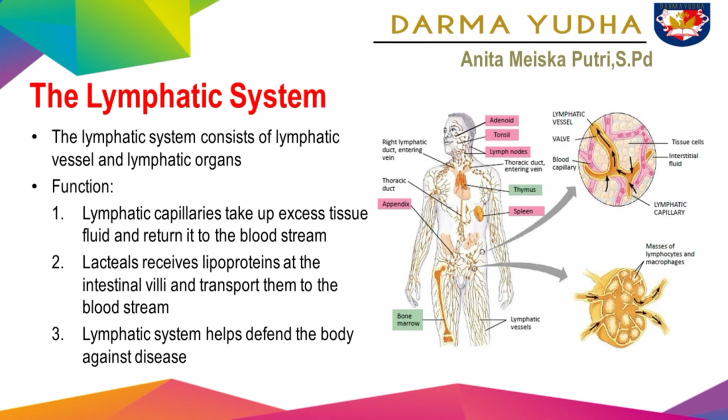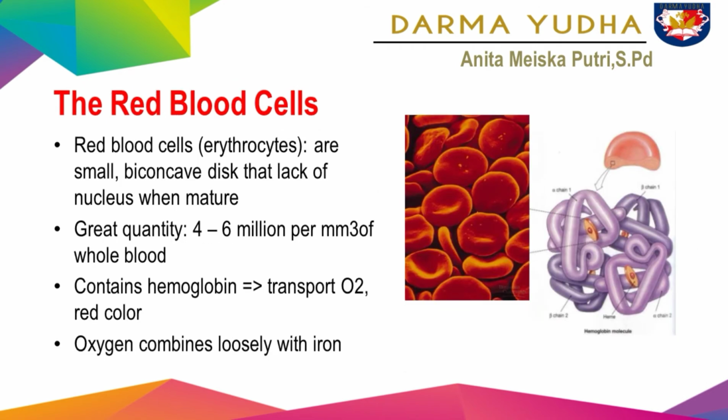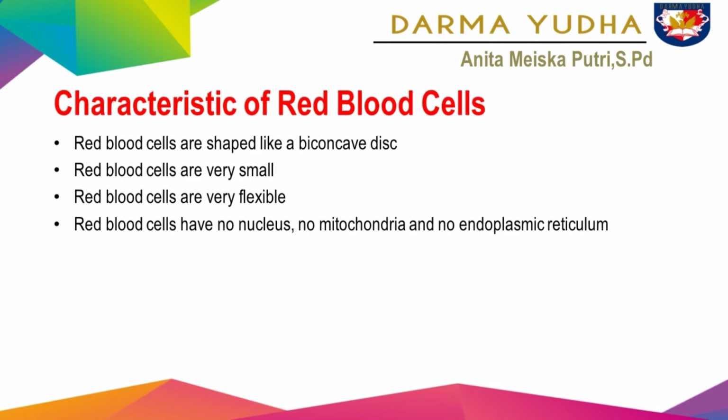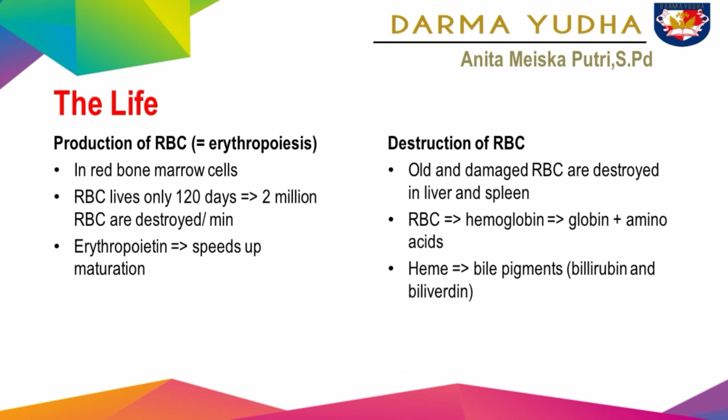Next, we're going to the lymphatic system. In this material, you have to remember the definition of the lymphatic system and also the function of this system. And now we come to the red blood cells. In red blood cells, you need to know the definition of the red blood cell. Not only the definition, but you need to know the characteristics of red blood cells because they will come out in your final task. And the life of red blood cells. In this topic, you have to remember the production of RBC and also the destruction of RBC.